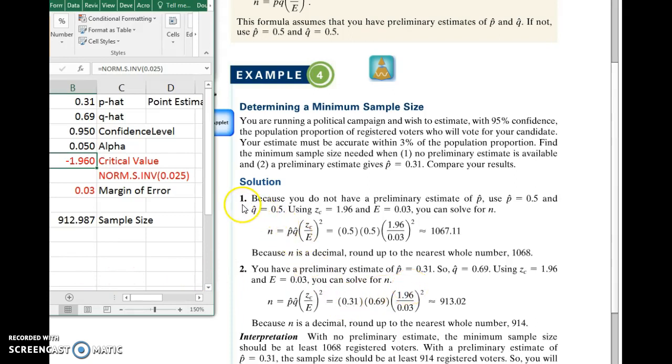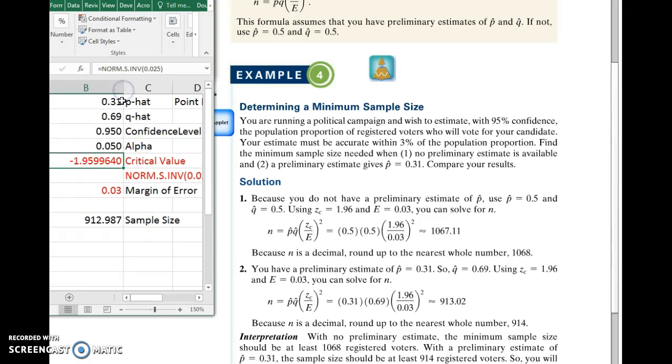And comparing the answers, you will see that the book has a slightly different answer. And that is because I'm using cell references here. So Excel was using an exact critical value that has a lot more accuracy. So 913 actually is a better answer than the book has, but if you round here to 1.96 like the book had, you get the exact answer the book had, which then rounds up to 914.